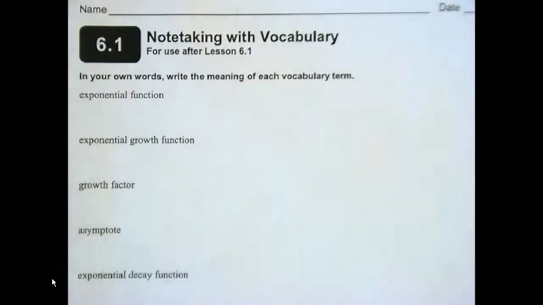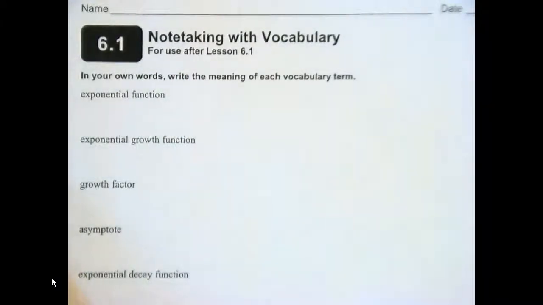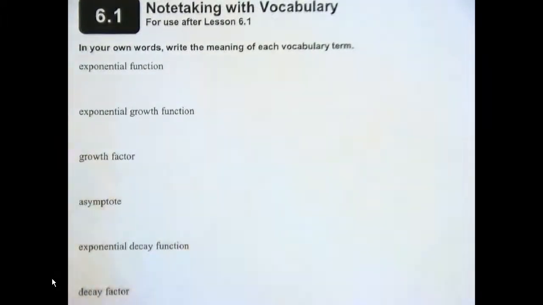Start up on 6.1. I want you to look at page 156 of your student journal. Take a couple minutes to define as many of those words as you can, based on what we talked about yesterday and what you knew from the previous. A couple minutes there.